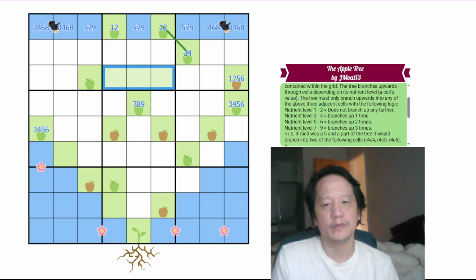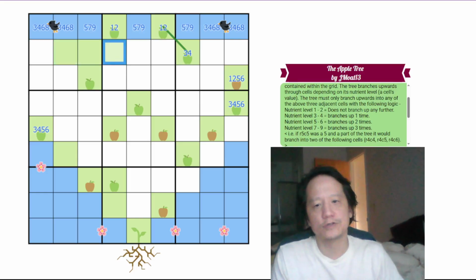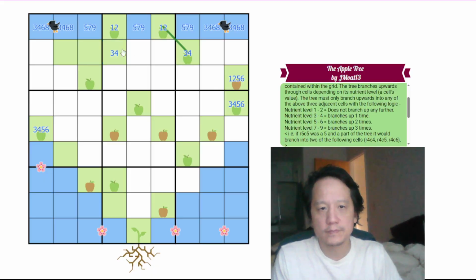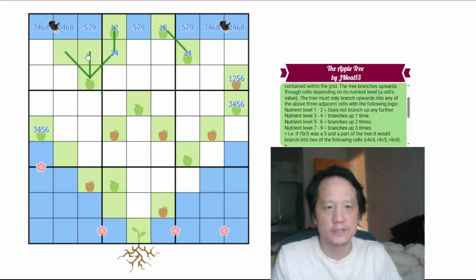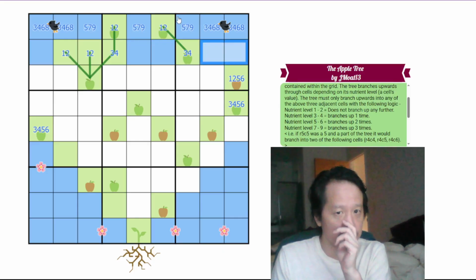So this cannot be 7, 8, or 9. Therefore, we know this is 7, 8, or 9. It branches up 3. This cannot be 1 or 2. It must branch up once. So it branches from here to here, right? This branches to here, this branches to here, and these stop. These must be nutrient level 1 or 2. The rest of the row cannot be tree, because if it were, it would branch up once, and we can't branch up anymore.